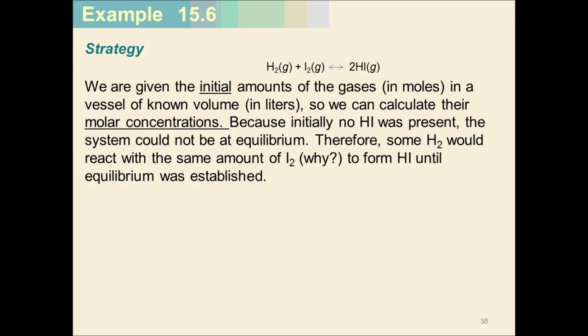On slide 38, here's our strategy. Looking at our problem, we're given initial amounts of the gases in moles and the volume in liters, so we can again calculate the molarity. Because initially no HI was present, the system could not be at equilibrium. You haven't made any yet. Therefore, some H2 would react with the same amount of I2 to form HI until the equilibrium was established. Again, how do we know the same amount? Look at those coefficients. It's a 1-to-1 ratio.